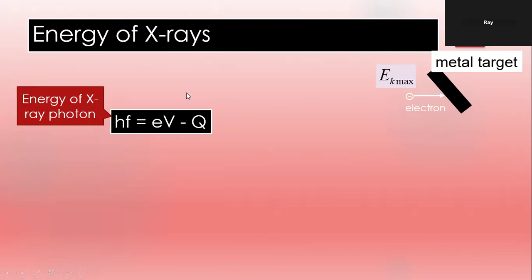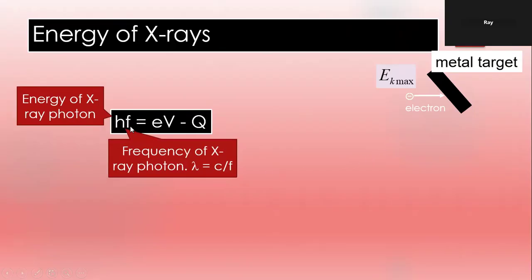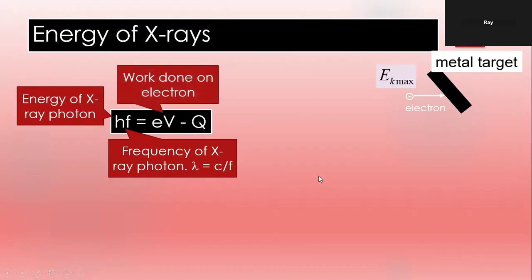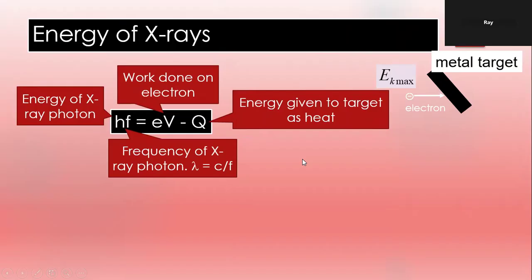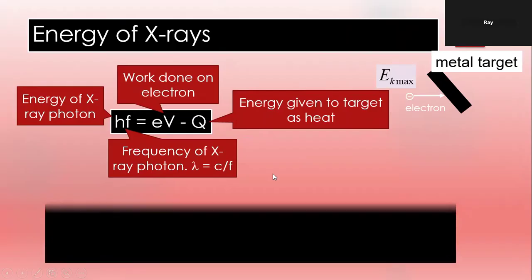This is required in your syllabus. The energy of an X-ray photon, hf, equals eV. That's the energy of the electron. But some of it is lost as heat in the target. There is a frequency of the X-ray photon, f. Wavelength lambda can be calculated from c over f. This is the maximum that the electron can get, and this Q is the energy given to the target as heat.